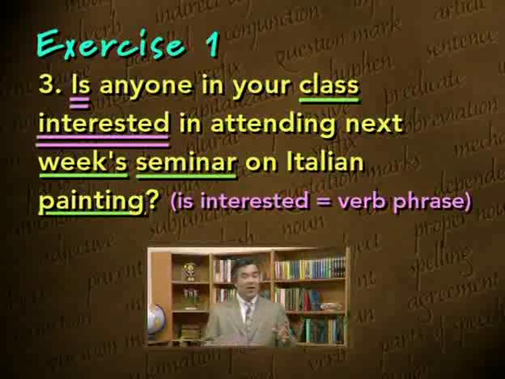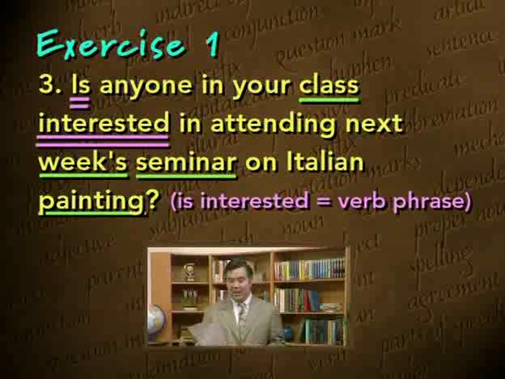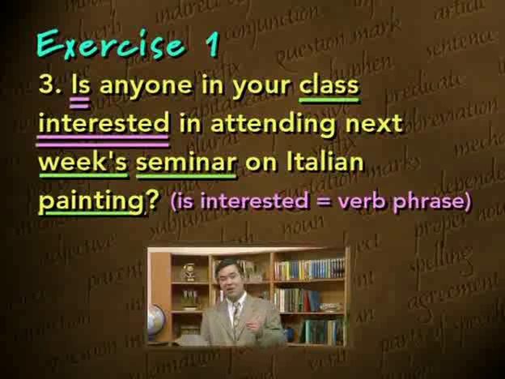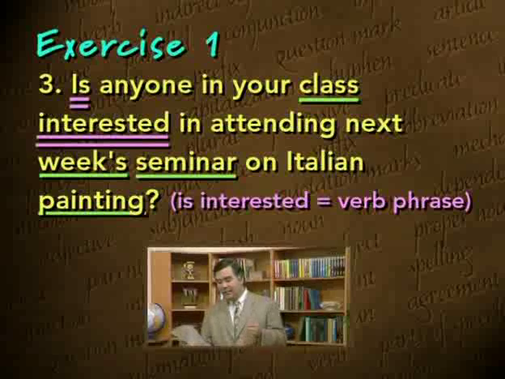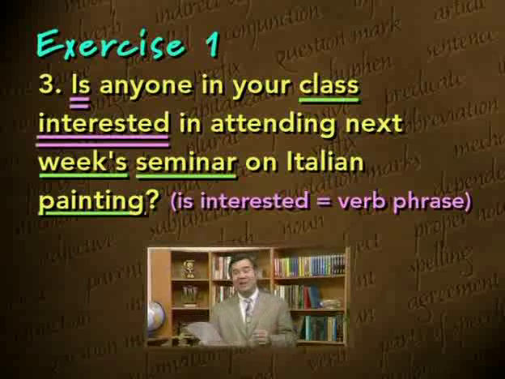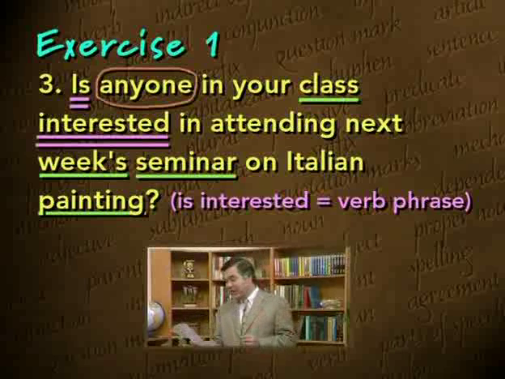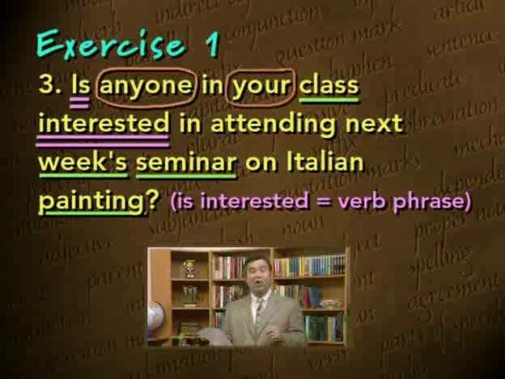But to turn it into a question, we break them up in the order in which we've shown in this sentence. So, is interested is the verb phrase, interested is the main verb, is the helping verb. What is the subject of the verb is interested? It's the pronoun anyone. And this particular sentence, in fact, contains two different pronouns, anyone and your.